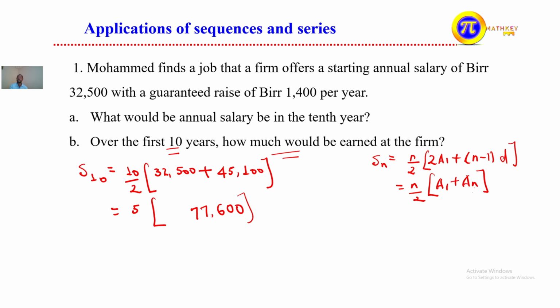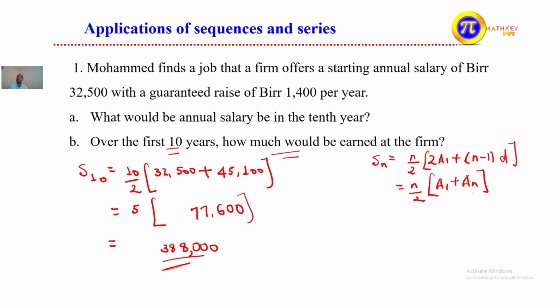Take the product with 5: 5 times 0 is 0, 5 times 6 is 30, 5 times 7 is 35 plus 3 is 38, and so on. It becomes 388,000 birr. That means the total he earns from his salary over 10 years is 388,000 birr.